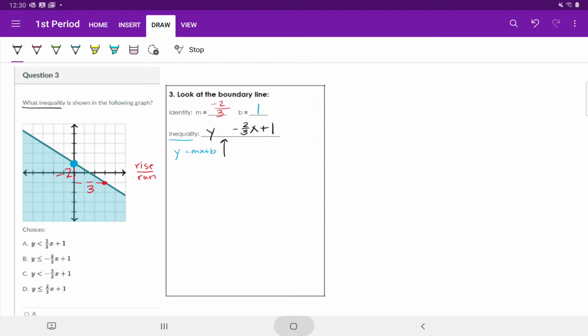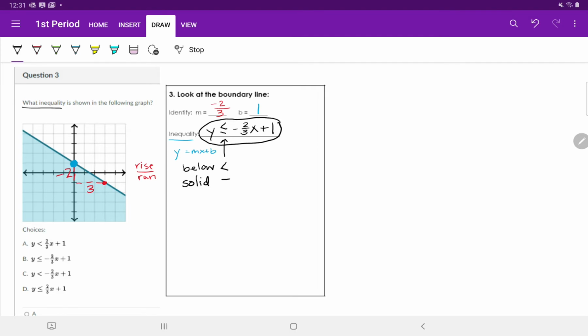So we need to pay attention to whether our line is solid or dotted, and in this case, it is solid. And we also need to figure out whether we're shading above or below, and in this case, it's below. The below shading gives us a less than, and the solid part of our line gives us an or equal to. So the symbol we're looking for here is a less than or equal to. And this is our inequality.